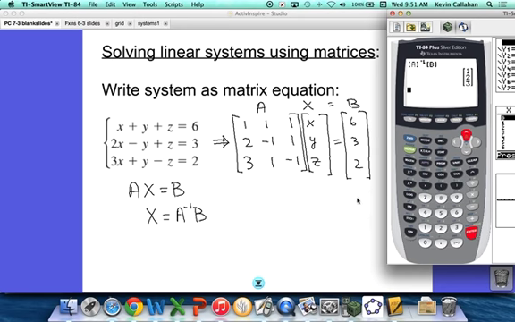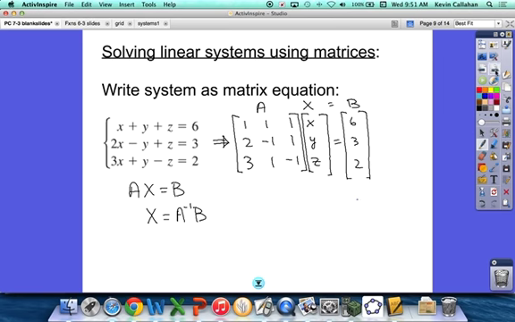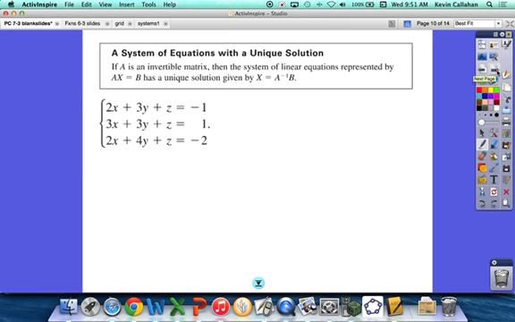So let's try to do this next one. Try to do that one the same way, right? First, you're going to write your matrix equation, and then you're going to load the two matrices, and then you're going to do A to the minus 1 B.